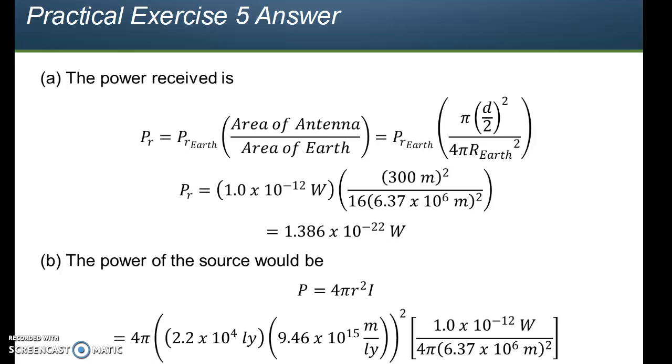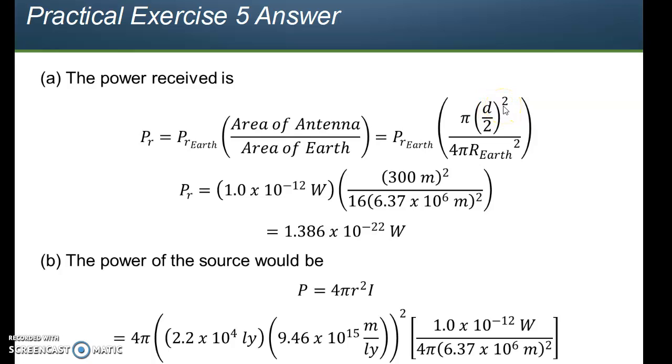And the P sub R, the power received, is the power here at the Earth, the area of the antenna, area of the Earth, right? So it's that ratio right there. So here is your 1 picowatt of power that's being received from that signal. Here is the area of the antenna. Here is the portion of the Earth, right? So it's pi d squared over 2. In other words, radius squared, because we were given the d.